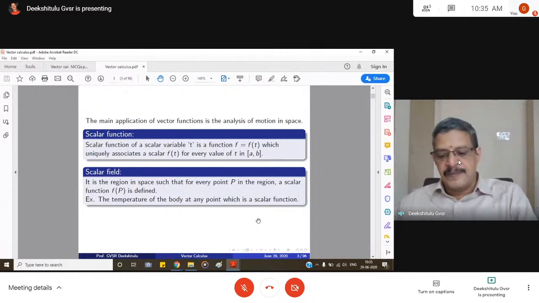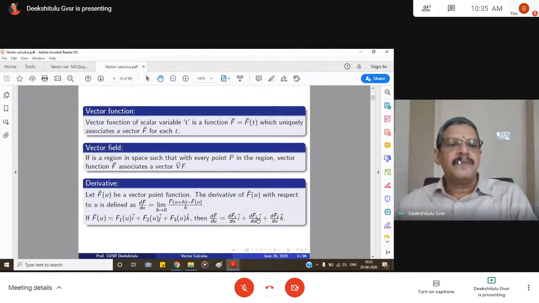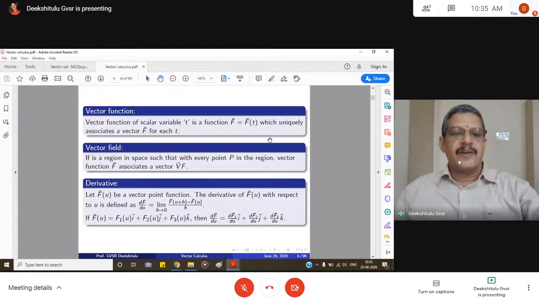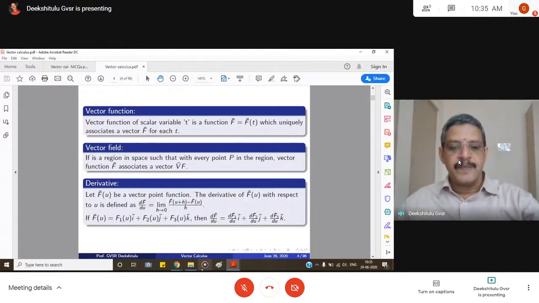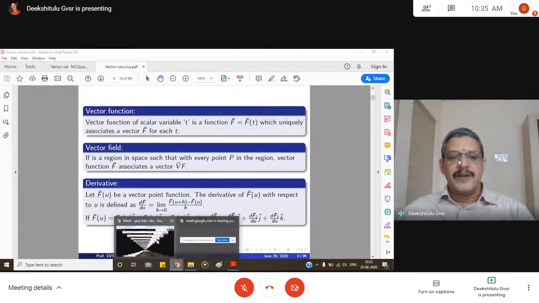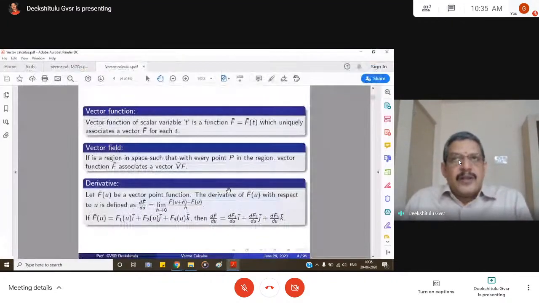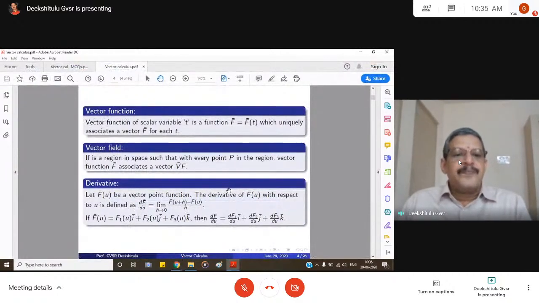The best example is the temperature of the body. Then vector function. In a similar way, a vector function of a scalar variable t is a function f of t which uniquely associates a vector f for each t. In a similar sense, if you can define a vector function at each value of t, then it is called a vector point function, and such a region in space is called a vector field.